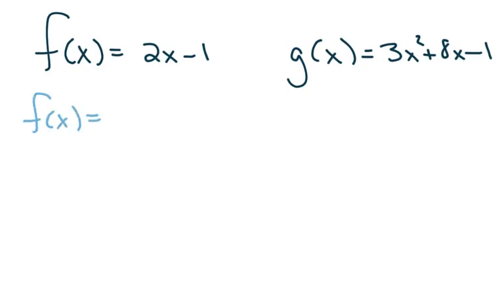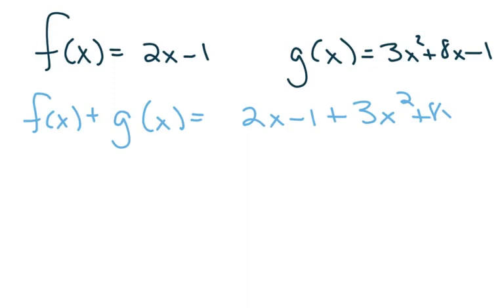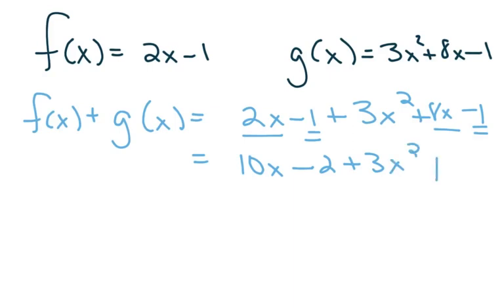So if f of x is 2x plus 1, and g of x is 3x squared plus 8x minus 1, when we add f of x plus g of x, we actually have some like terms to combine this time. 2x and 8x are like terms. I get 10x. And minus 1 and minus 1 gives me minus 2. And there's nothing to combine with the x squared.